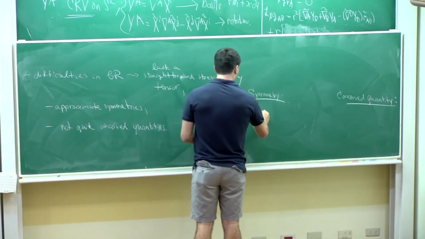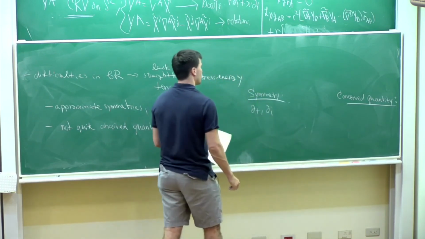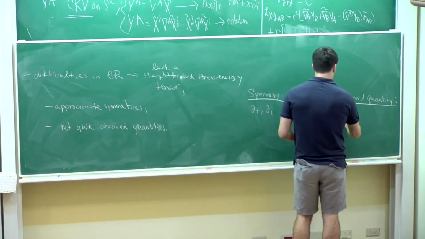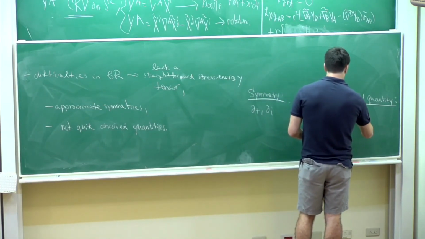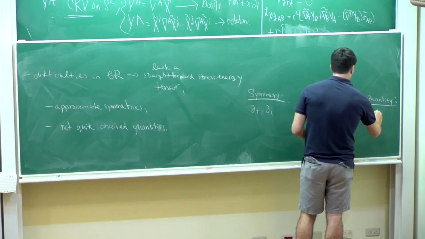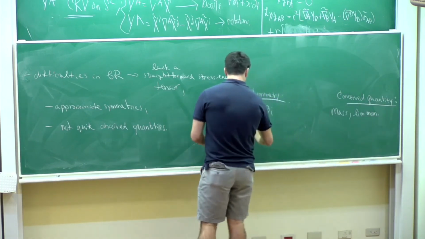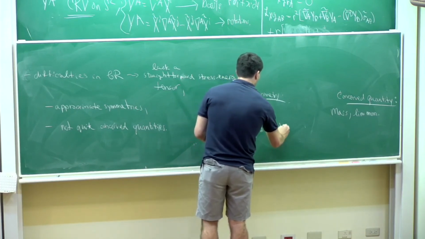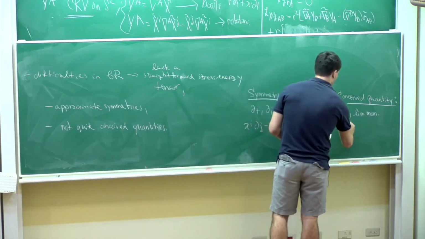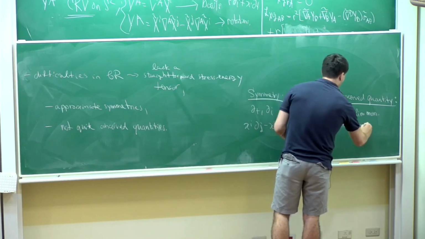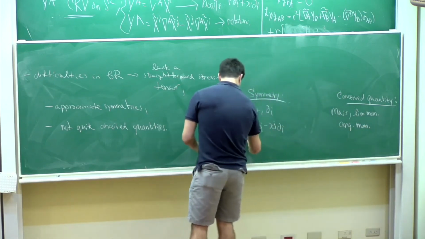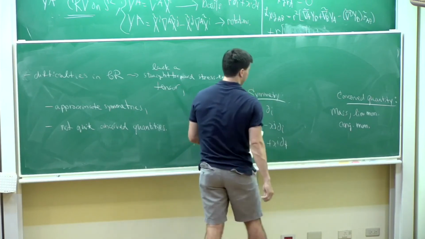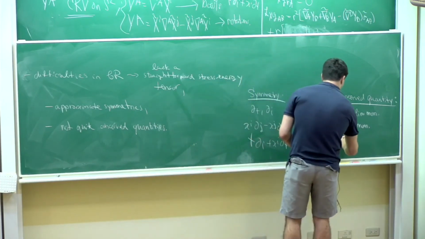Well, we have dt and di, the time translation and spatial translations. These are like mass and linear momentum. We have the rotations, which we hope give some measurement of angular momentum for the system. And finally, we have boosts, and we hope that they give us some measurement for center of mass.